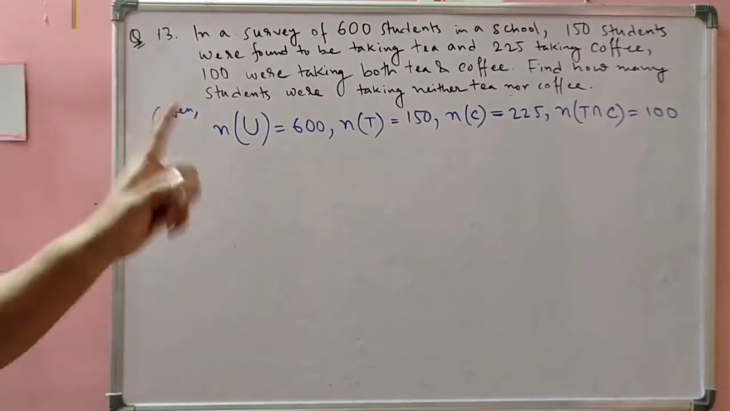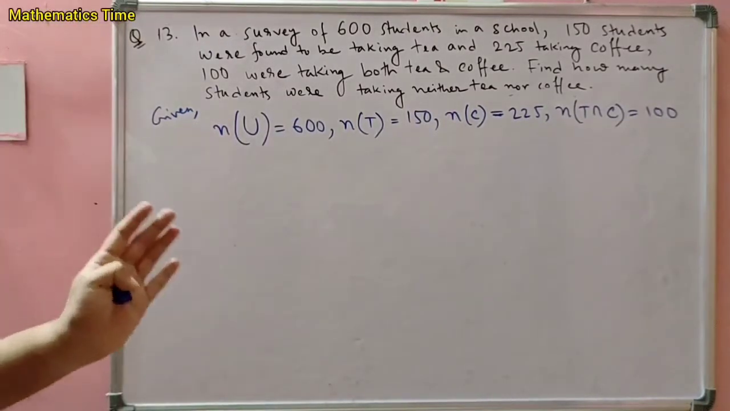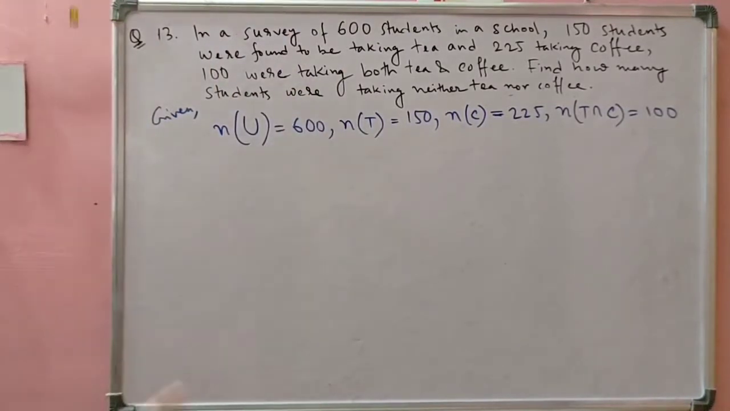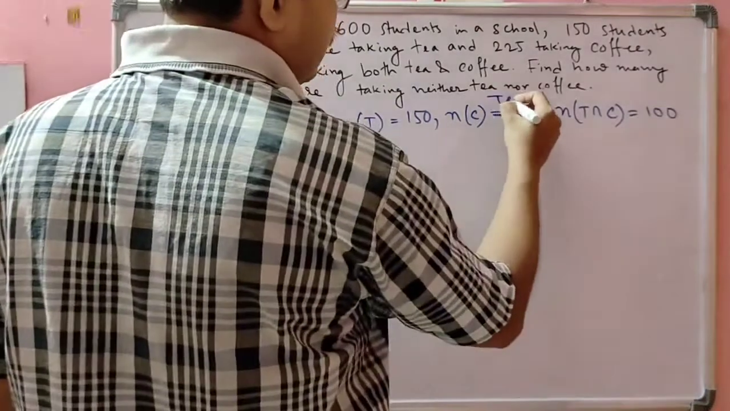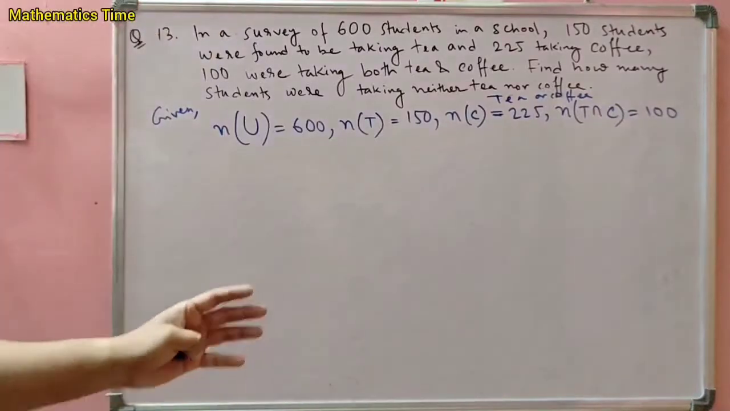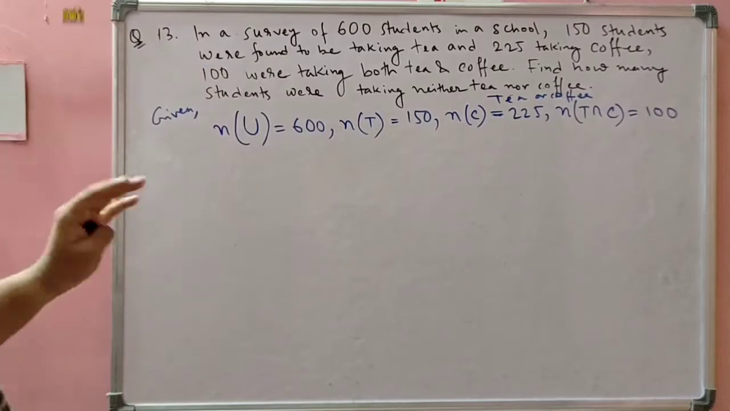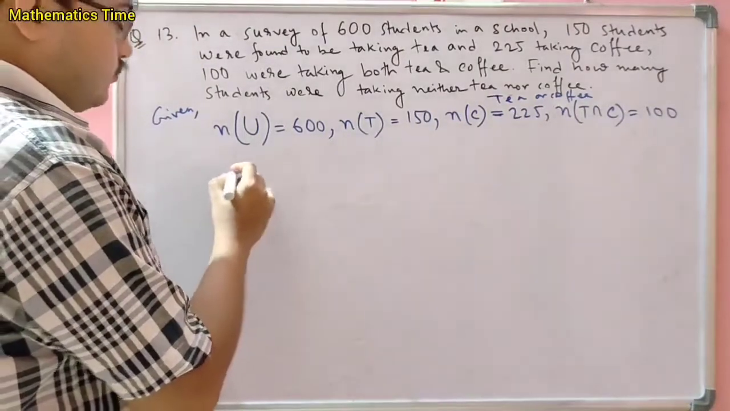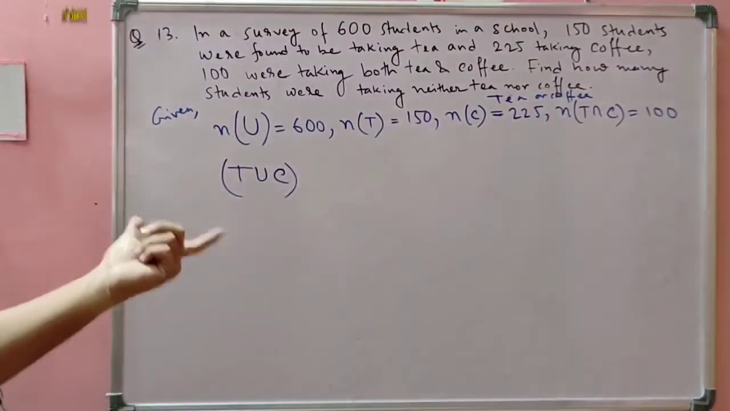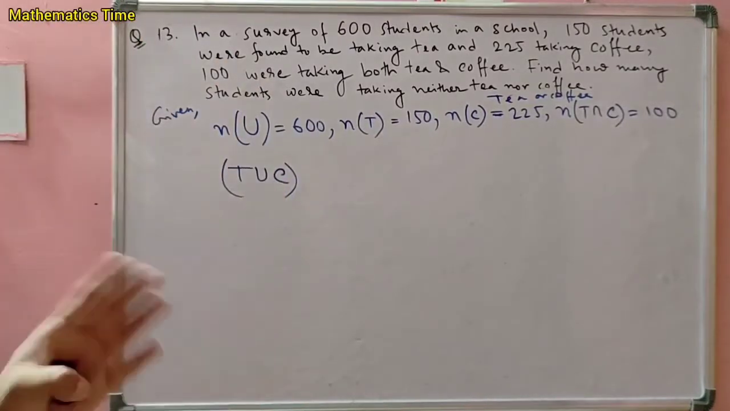So before finding that, we need to find how many students were taking at least one of tea or coffee. At least one of tea or coffee means either tea or coffee, and the set including both tea and coffee. We have to find that set. The set T union C is the set which contains the elements, the students who take at least one of tea or coffee.